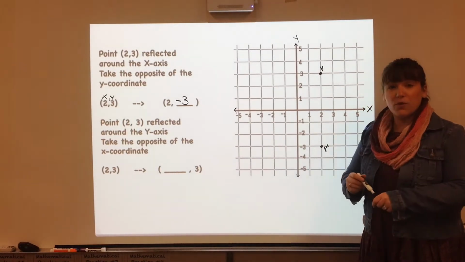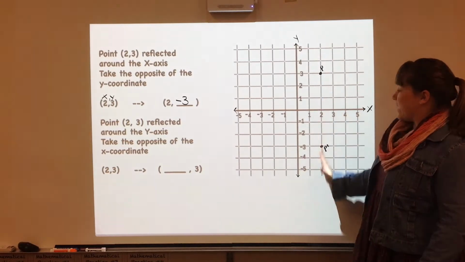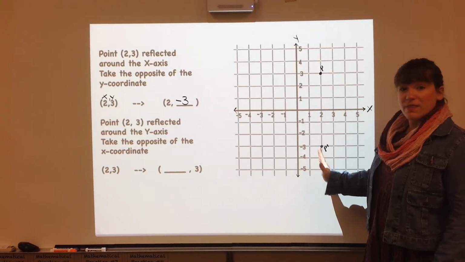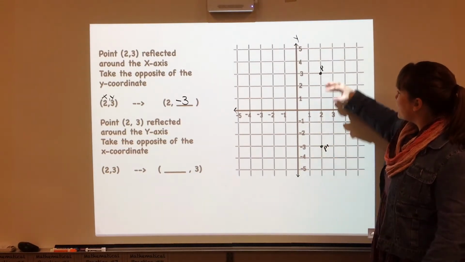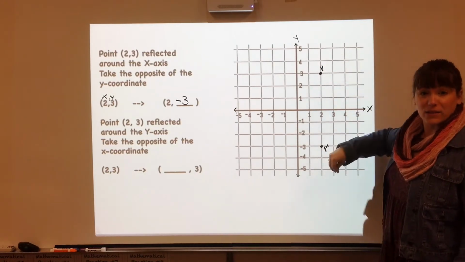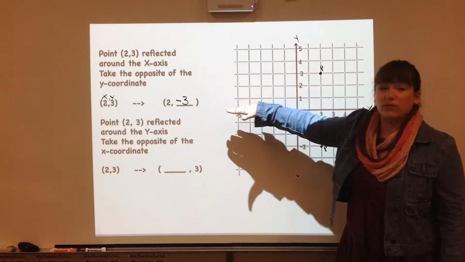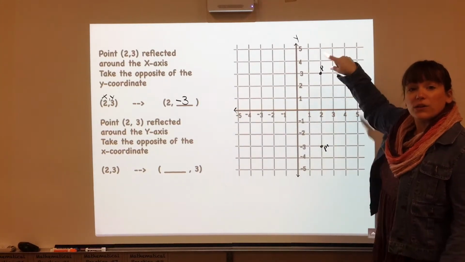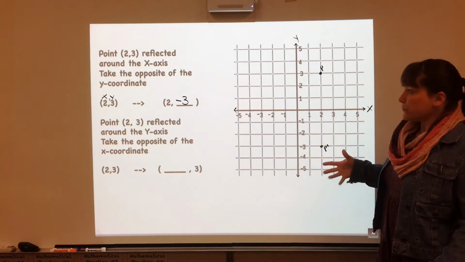Notice those 2 points are at the same x value, 2. That didn't change. The only thing that changed is where it was lining up according to the y-axis. Even though it's being reflected around the x, the only thing that changes is the y.